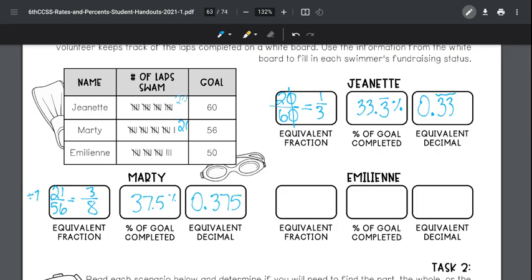Then in our final row, we have Emilian, who swam 18 laps, and their goal was 50. 18 out of 50. To simplify this, they're both even, so I'm going to split them in half and get 9 out of 25. If you type in 9 divided by 25 to get your decimal, it's going to be 0.36. And if you multiply that by 100 to get our percent, we figure out he only swam 36% of what he wanted. So Marty was the closest one to his goal, but they were all pretty far away.